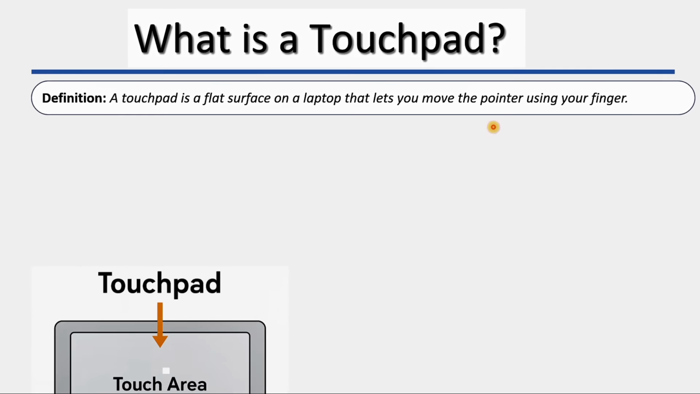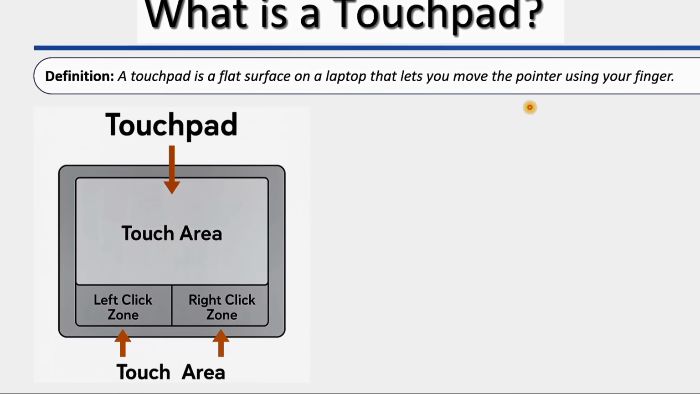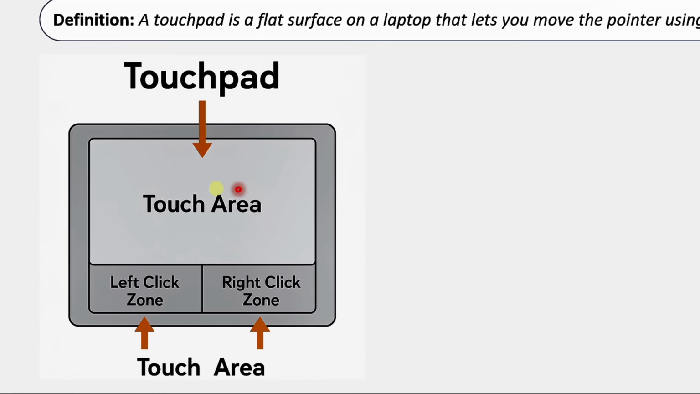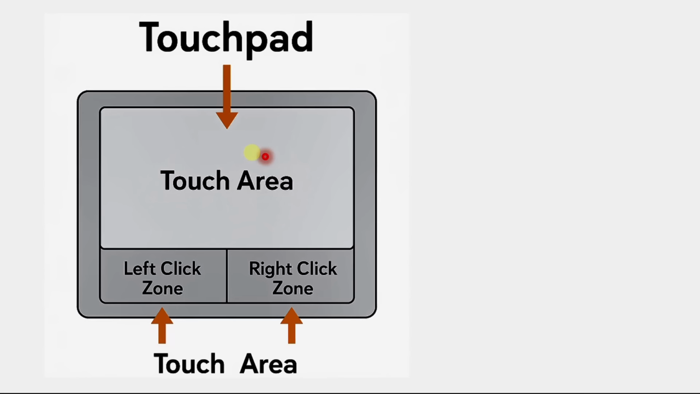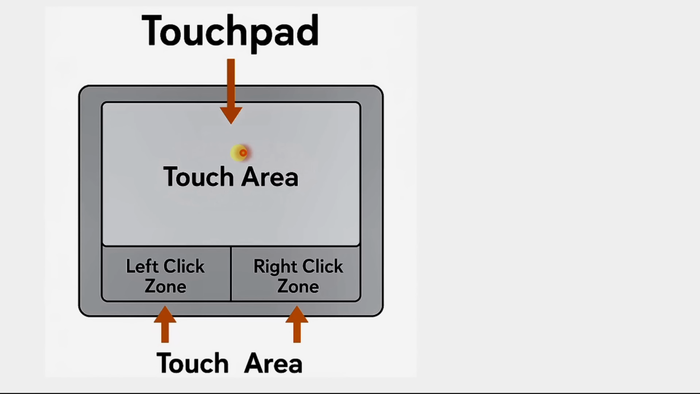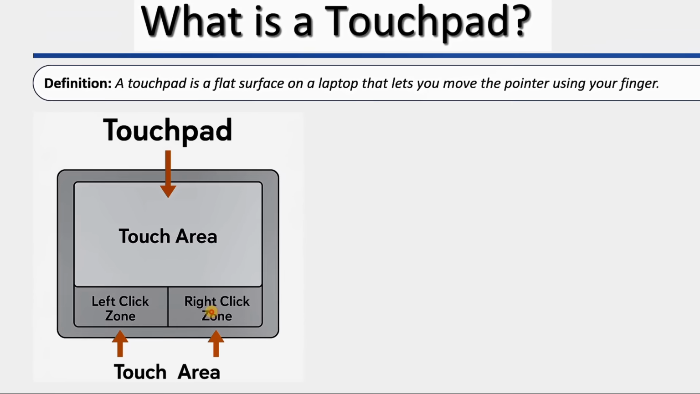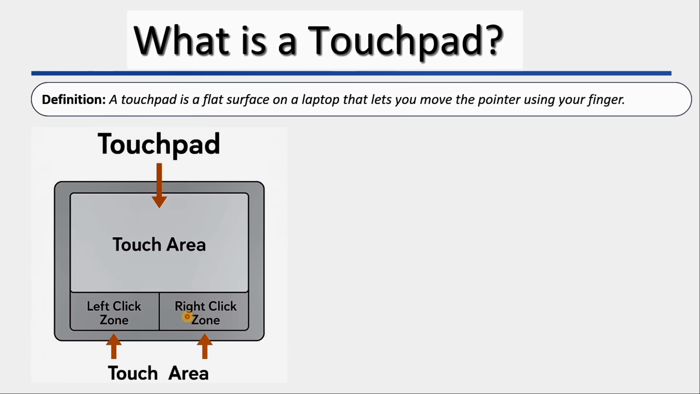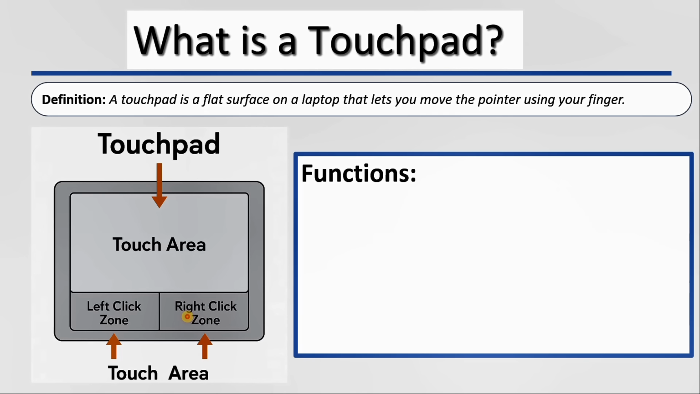Now let's see how a touchpad looks. This is how a touchpad looks. We have this zone here, it's called the touch area. We have another two buttons down here, the left click zone and right click zone. These are the two buttons like the ones we saw on the mouse. And let's see some functions of the touchpad.